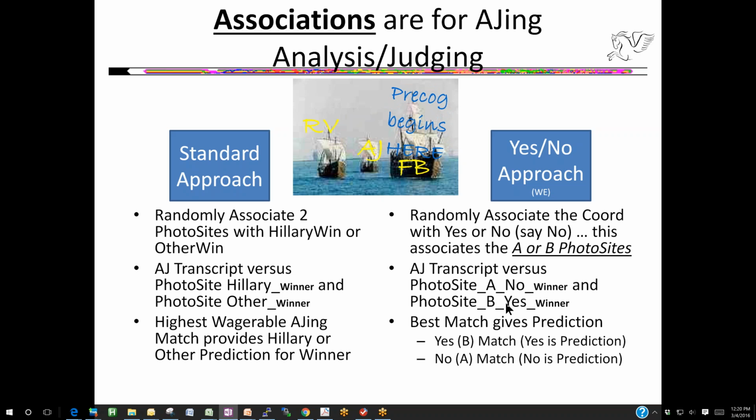Okay, so yes is the prediction because this was set up that way by the computer, blind to you. And then the no if the judge matches with A.